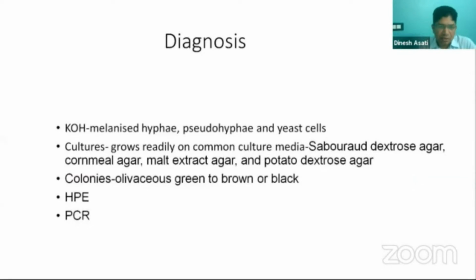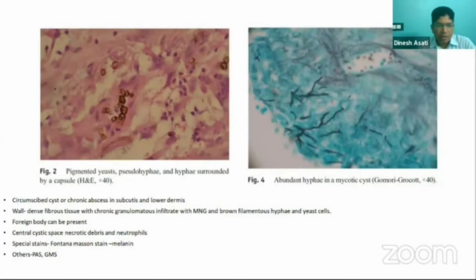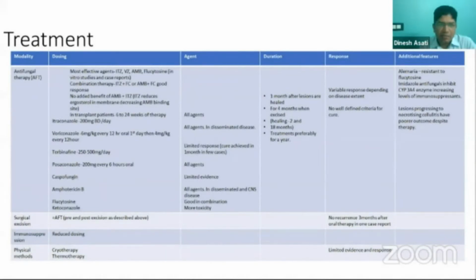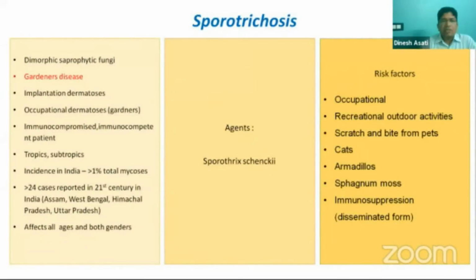One can confirm it on various culture media such as SDA. This is how the pigmented yeasts and pseudohyphae are seen in phaeohyphomycosis. Again, the treatment is mostly azoles, itraconazole, voriconazole, and sometimes other agents also. The next very typical presentation is sporotrichosis.